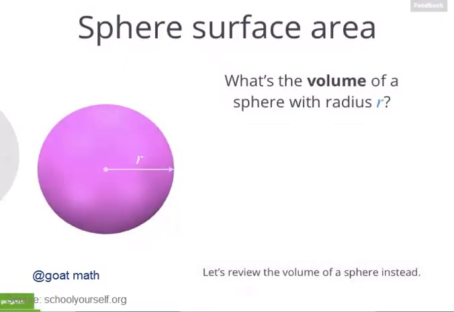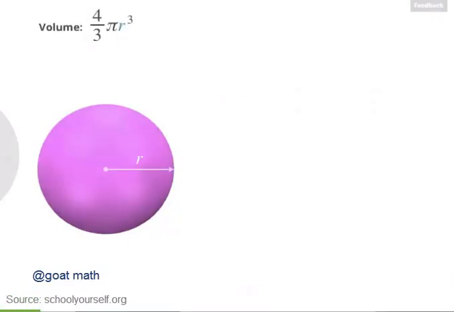Exactly. The volume of a sphere with radius r is 4/3 pi r cubed. Now let's say the surface area of this sphere, meaning the area of its outer surface, is A. So our goal here is to find an expression for the area A in terms of the sphere's radius r.